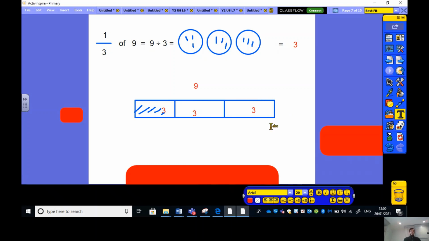What does that mean? Mr. Wernick had 9 cookies. He ate 1/3 of them. How many did he eat? He ate 3. That's all we're doing. We're finding a unit fraction of a whole. But year 2, not always do we just have to find a unit fraction. Sometimes the numerator will not be 1.